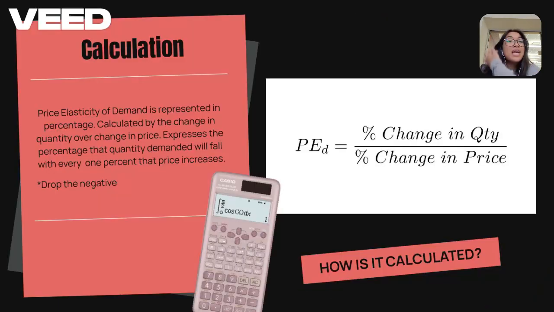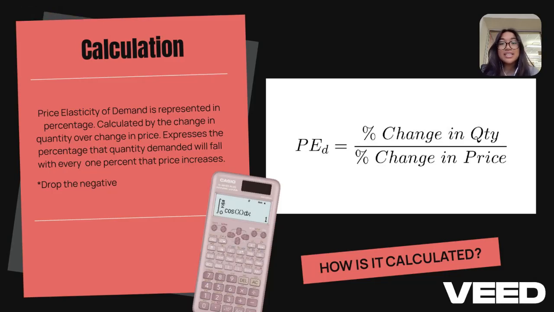So, how do we calculate this? It's calculated by percentages, so the percent change in quantity over the percent change in price, which expresses the percentage that quantity demanded will fall with every 1% that price increases.